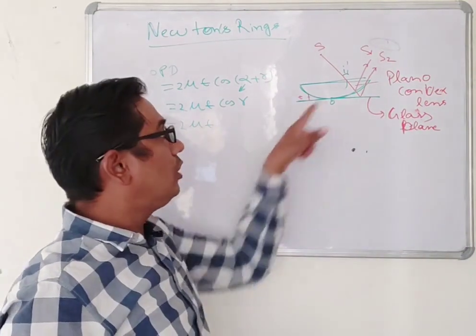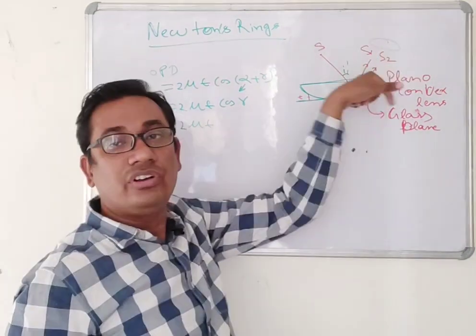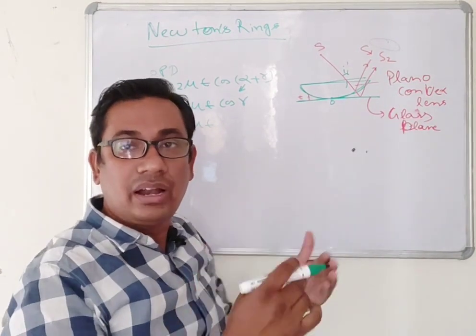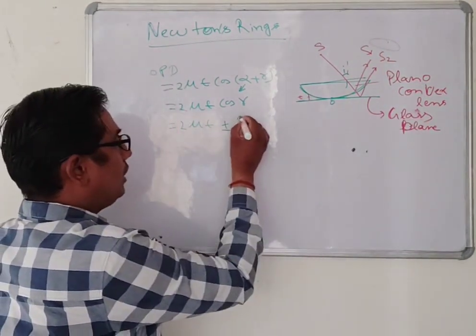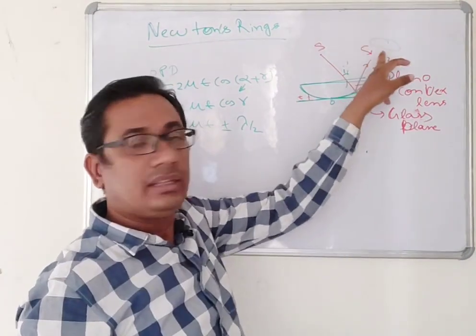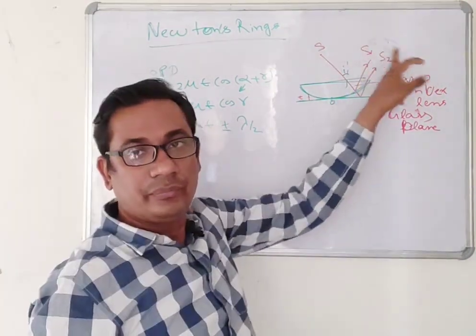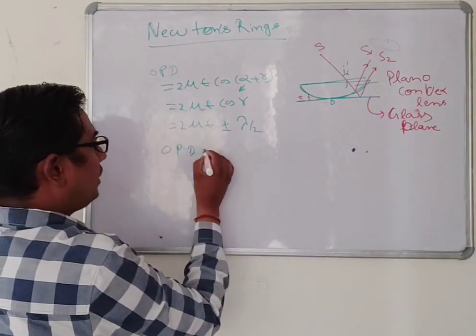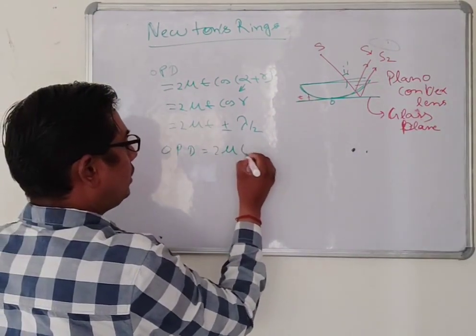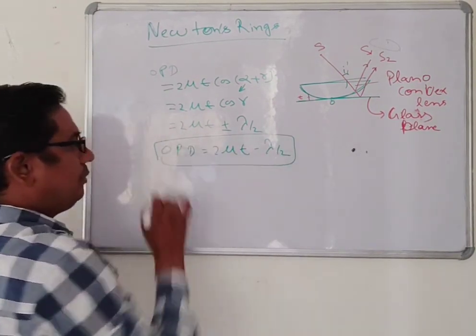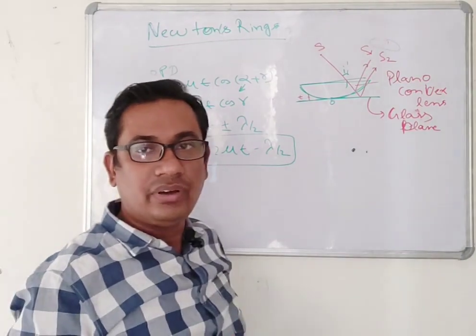But here, in the case of reflected light, you can add or subtract lambda by 2, because you have observed this in the case of reflection. Here I am using the optical path difference 2 mu t minus lambda by 2. Okay, fine.